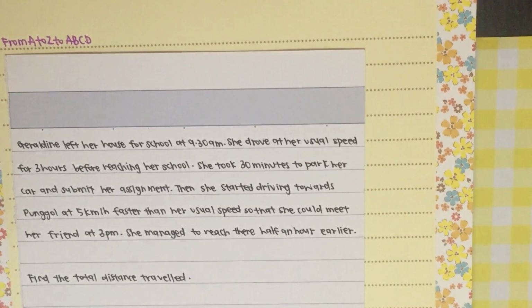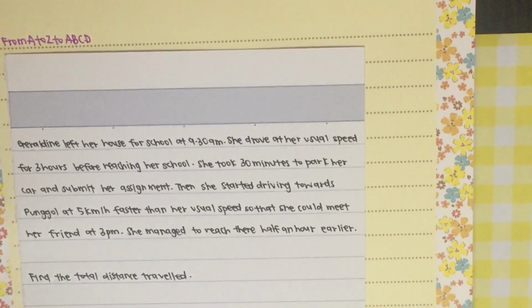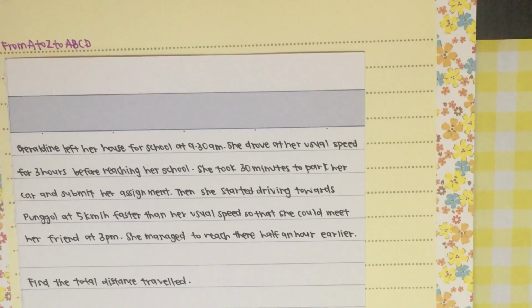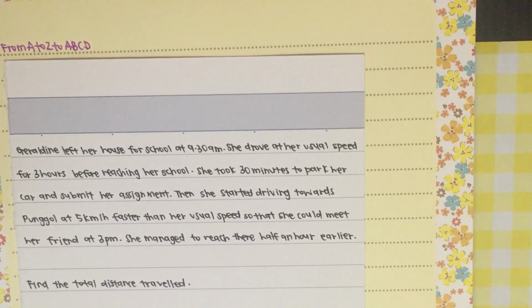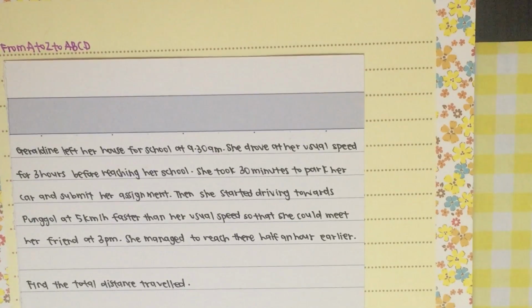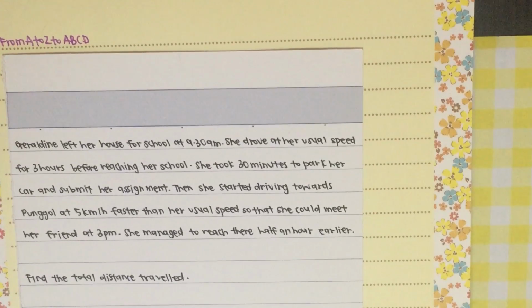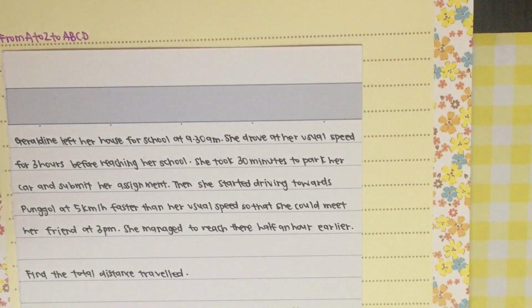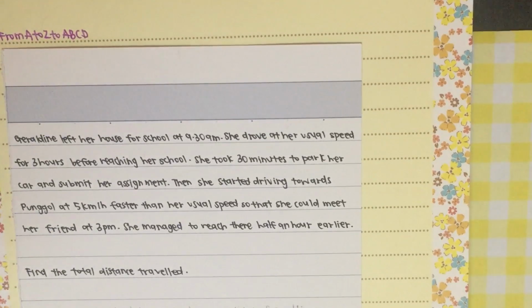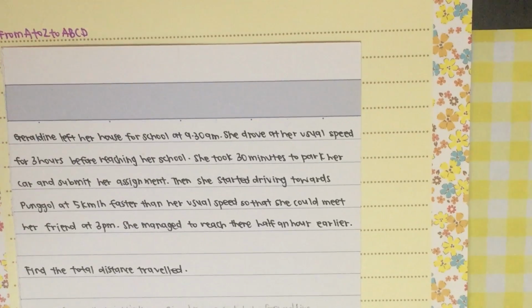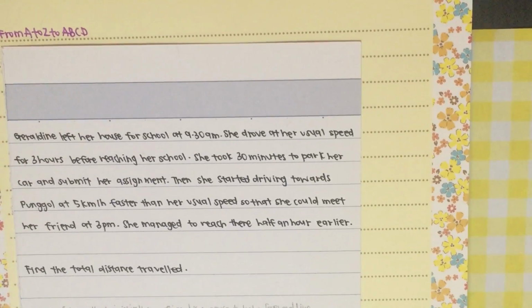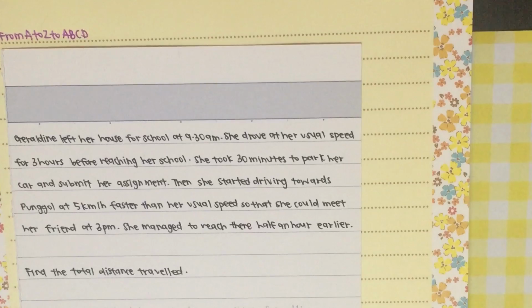Geraldine left her house for school at 9:30 a.m. She drove at her usual speed for 3 hours before reaching her school. She took 30 minutes to park her car and submit her assignment. Then she started driving towards Punggol at 5 km per hour faster than her usual speed, so that she could meet her friend at 3 p.m. She managed to reach there half an hour earlier. Find the total distance traveled.